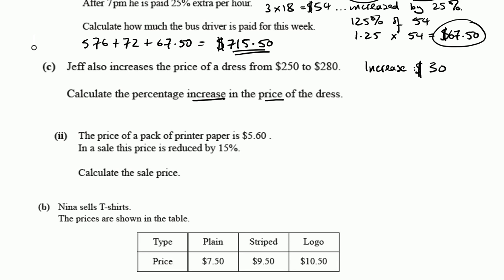Now, I can work out what $30 is as a percentage of the original price. And that's the percentage increase in the price of the dress. 30 over 250 as a fraction is 3 out of 25. If we convert that, that is 0.12 as a decimal, which we should recognize by now is 12%. So that is a 12% increase in the price of the dress.